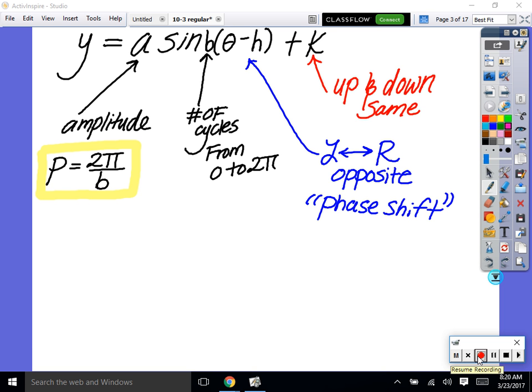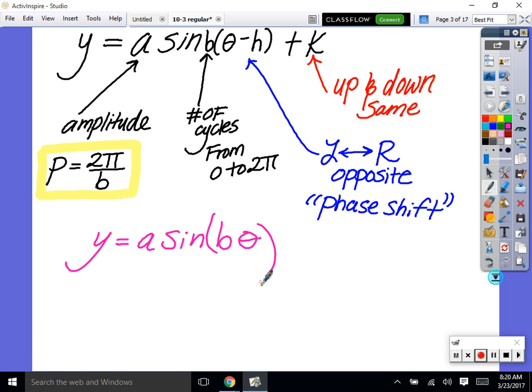So shifting for sine and cosine works the same. So maybe write this down. Your packet doesn't have it, but so regular and old non-shifted sine has this form. Y is equal to a sine of b theta. That would have no shift. So now we're going to have a shift left and right. That'll be added in parentheses, just like all other functions. And then we're going to have shifts up and down. That'll be added to the outside of the function.